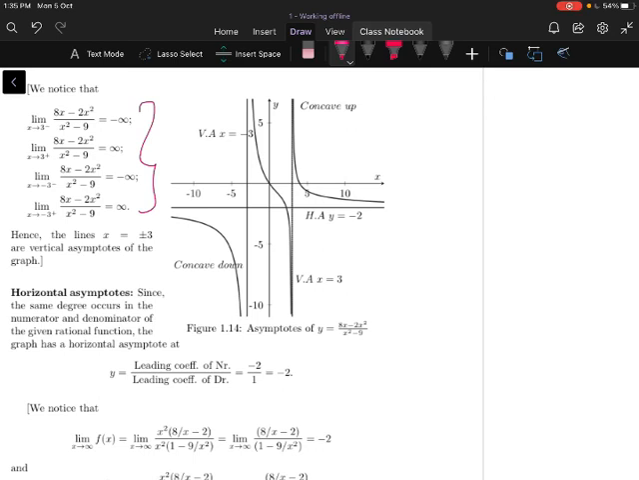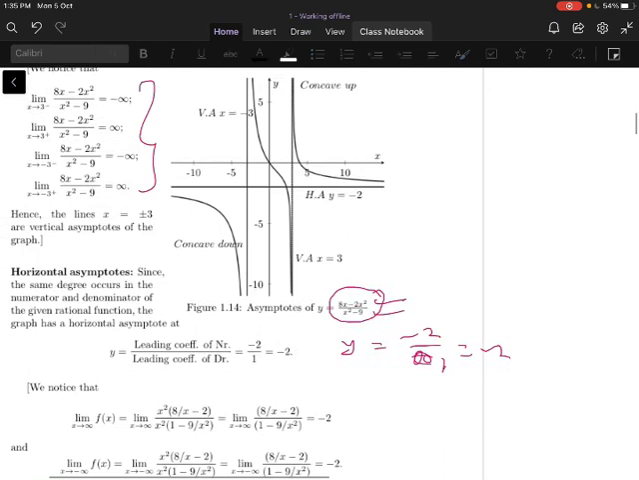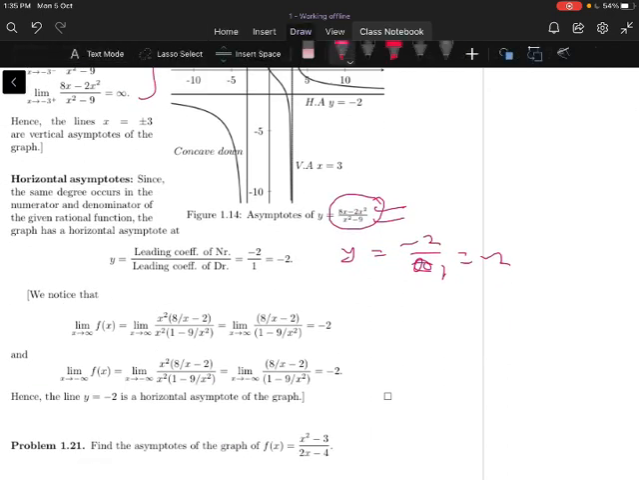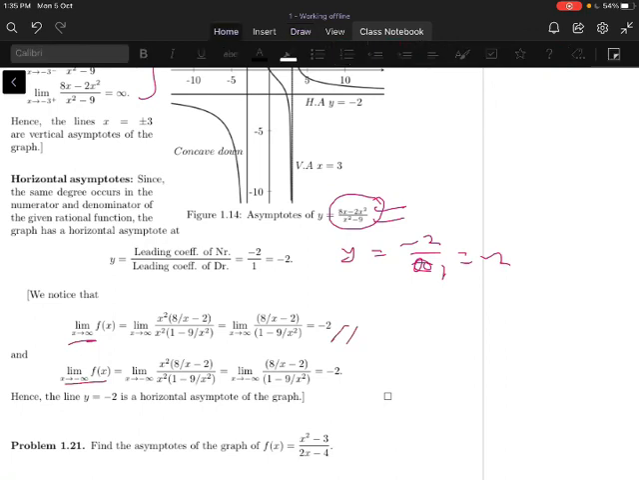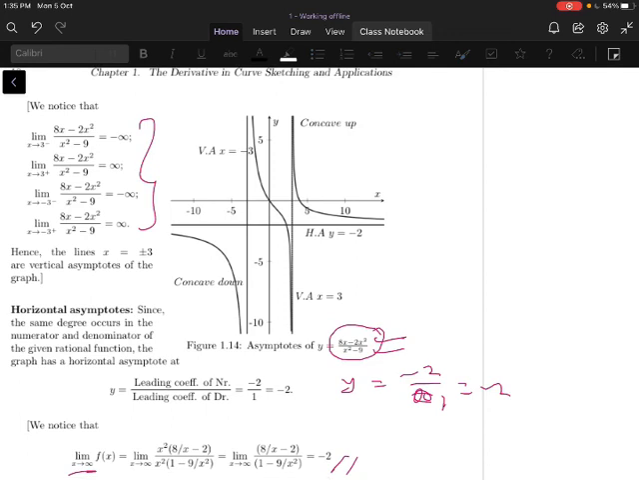Let us move to the horizontal asymptotes. The given function is (8x − 2x²)/(x² − 9). The degree of the numerator is the same as the degree of the denominator. Therefore y equals the ratio of the coefficients of x², that is minus 2 in the numerator and 1 in the denominator, so y = −2 is the horizontal asymptote. Since a horizontal asymptote exists here, there is no oblique asymptote. One can verify through the definition also, that minus 2 will come. So one can draw the figure and asymptotes here.